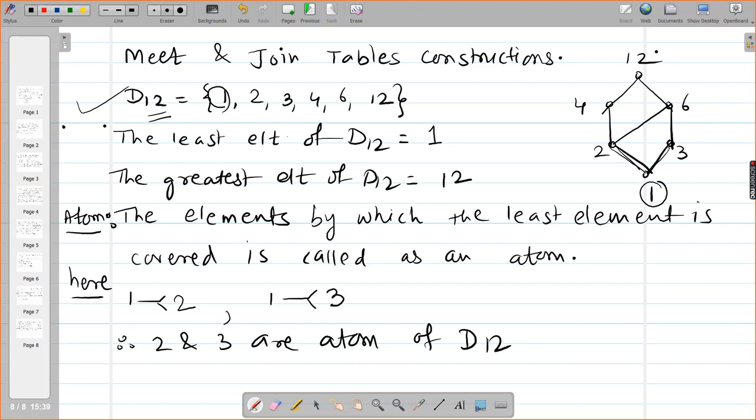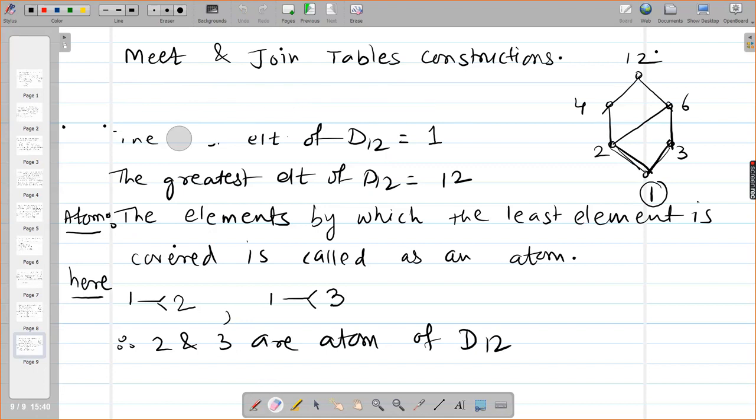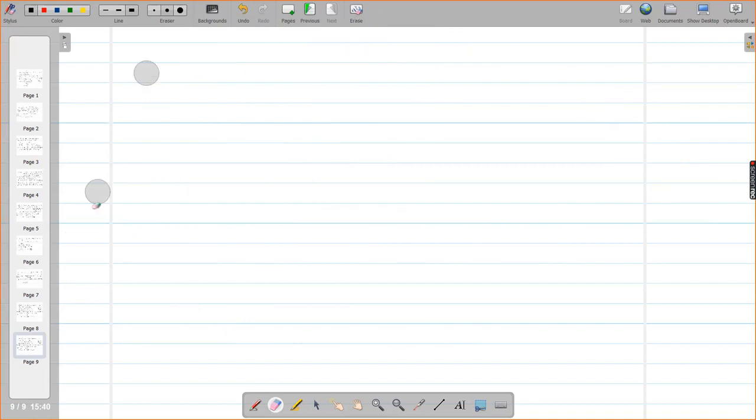Now we will see meet and join tables. Have you all finished writing this? I have duplicated the page. Doesn't matter. Now I will erase all these things. Okay.